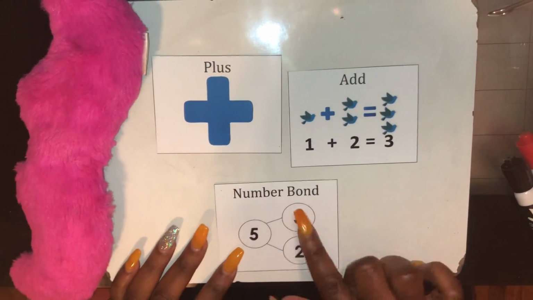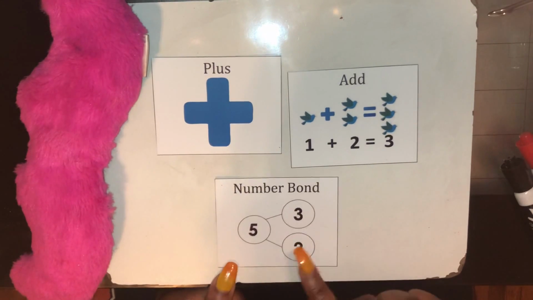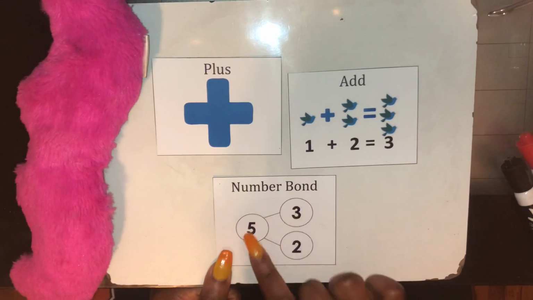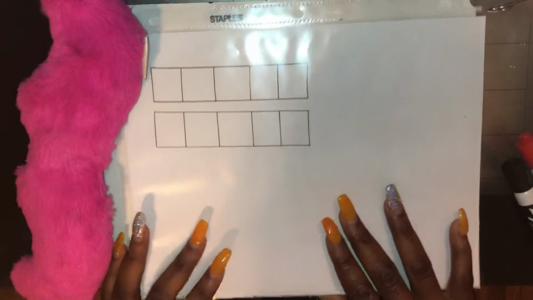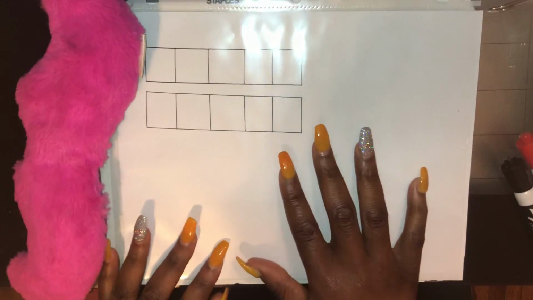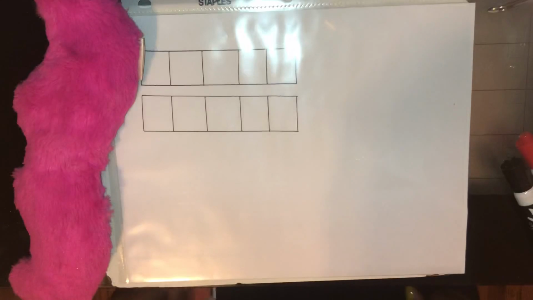There are 2 parts of a number bond and a whole. The 2 parts make the whole. So 2 plus 3 equals 5. All right, boys and girls? Okay, so let's get started. Today, we are going to be using our picture cubes, and a number bond and an equation to show how we can decompose numbers, okay?